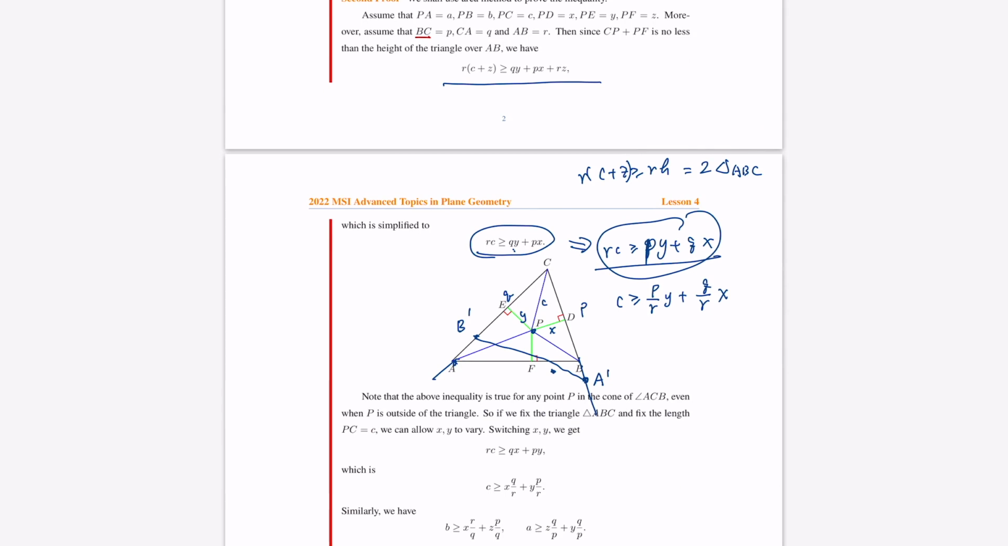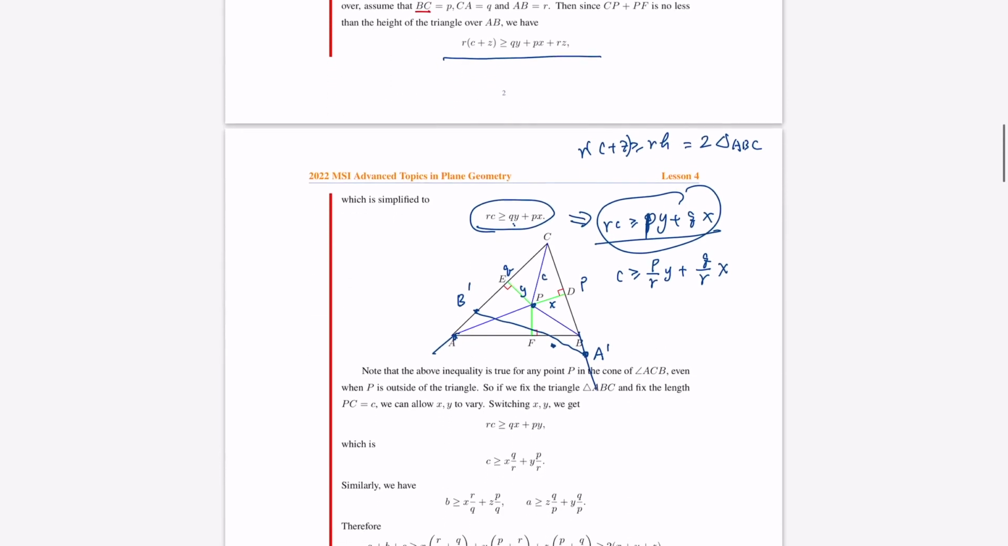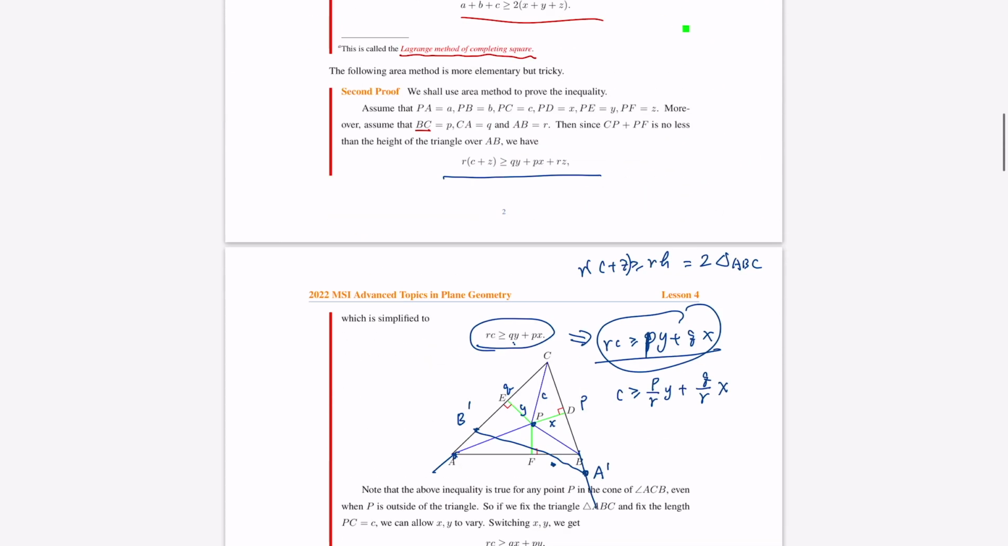In the lecture notes, I said I can vary P and Q. I actually fixed X and Y, but I vary P and Q, and it's still true. So that's the nice part of the inequality.